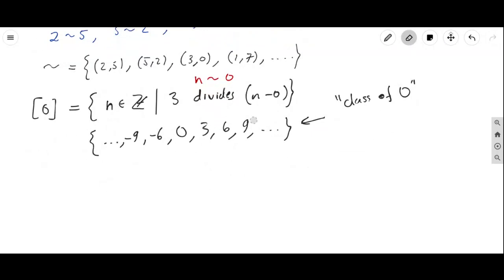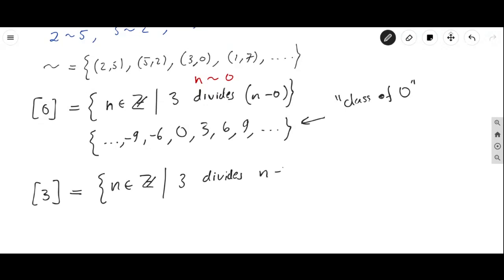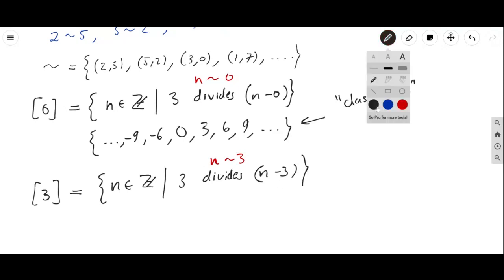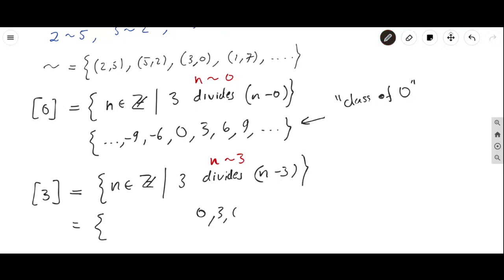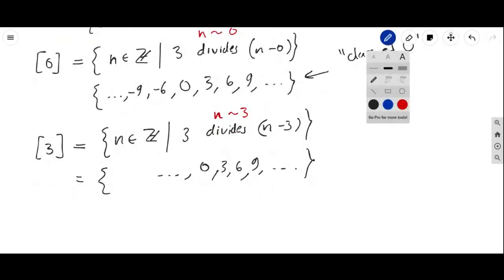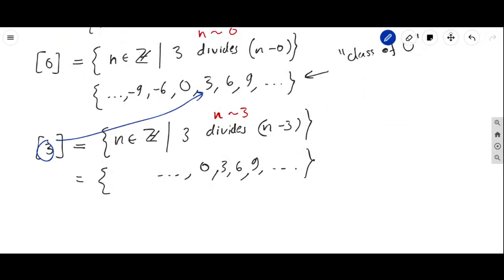Now, if you pick any number in this class, let's say you pick 3, and you were to write this out, then this would be the set of all integers such that 3 divides n minus 3. So here n is equivalent to 3, so by definition, n is related to 3 if and only if the difference is divisible by 3. And if you write this out, it's the same thing: 0, 3, 6, 9. The reason for this is because this 3 is already an element in the other class. So if you were to pick anything else in this class, you would get the exact same class.